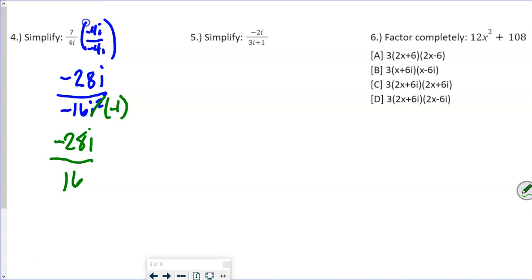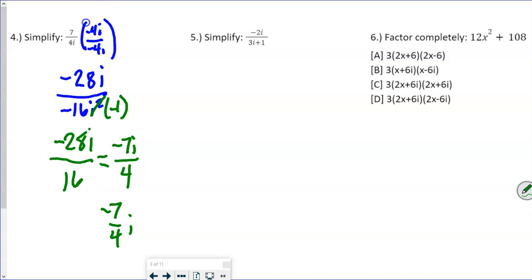Now, does this have a GCF? Yes, it does. Both of these are divisible by 4, right, y'all? So that means it's going to be negative 7i over 4, or negative 7 fourths i, which is the way the answer would be written on this test, okay?